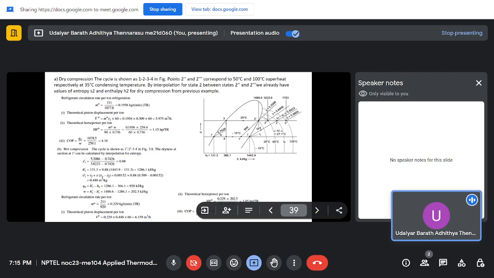Now we proceed with wet compression. Similarly, we know the saturated vapor condition. So using entropy, we find out the dryness fraction at state 1. So that will come out to be 0.88. So we know saturated liquid entropy and saturated vapor entropy, and we know the entropy at state 1. So we can find out x. Using that, we find out the enthalpy. So enthalpy will come out to be 1286.1 kilojoule per kg.